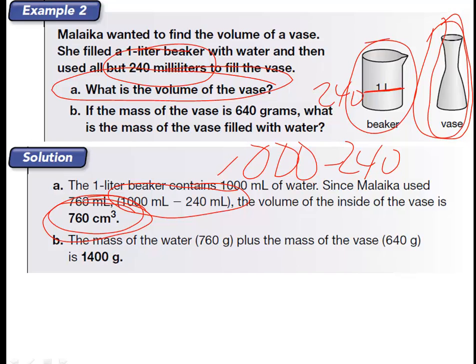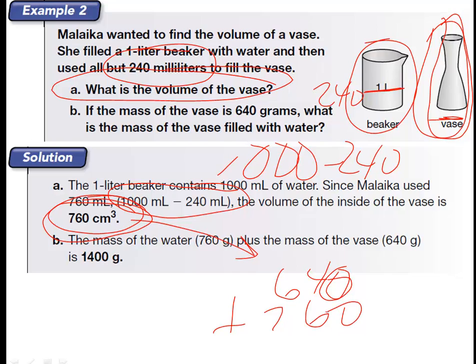So B says, if the mass of this vase right here is 640 grams before we even put any water in it, what is it when it's filled with water? Well, you take your 640 and you just add your 760, and that tells us that it'd be 1,400 grams. All right.